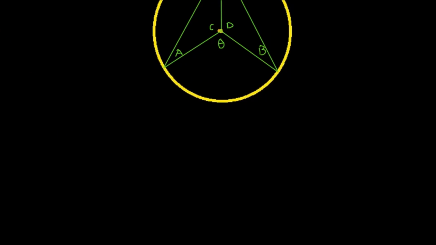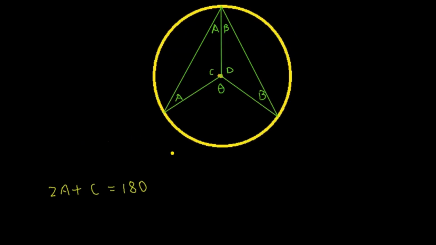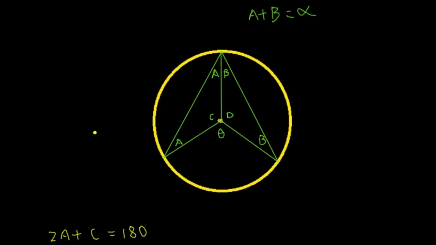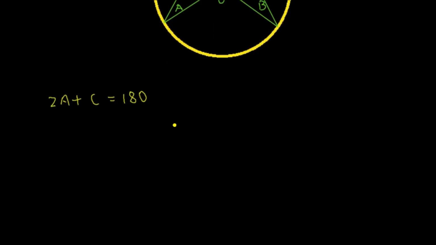Let me switch back to yellow. Okay, so 2A plus C is equal to 180 degrees. So this is for the first triangle here. Now let's look at the second triangle. Right? B plus B plus D should also be equal to 180 degrees. So 2B plus D is equal to 180 degrees.